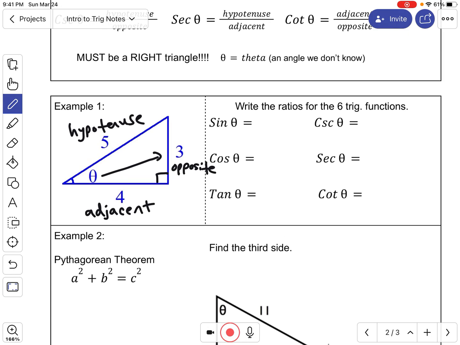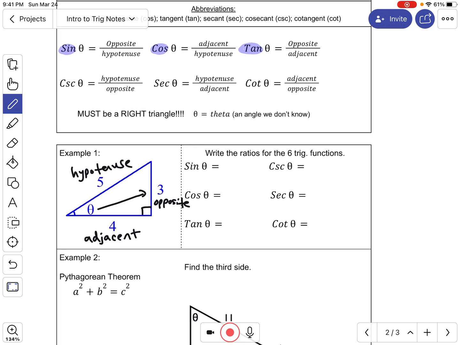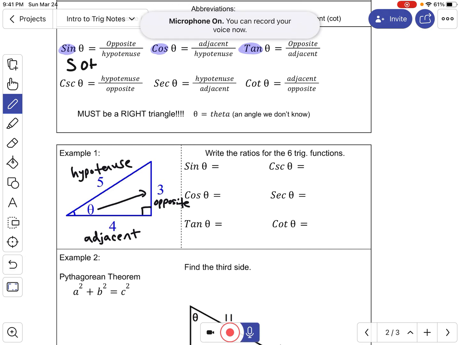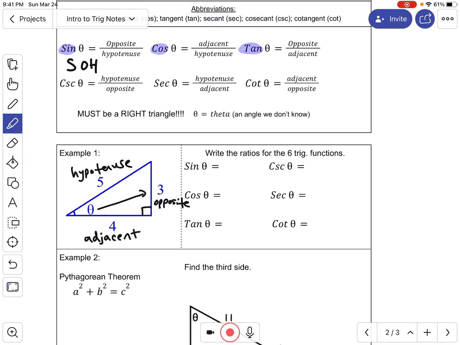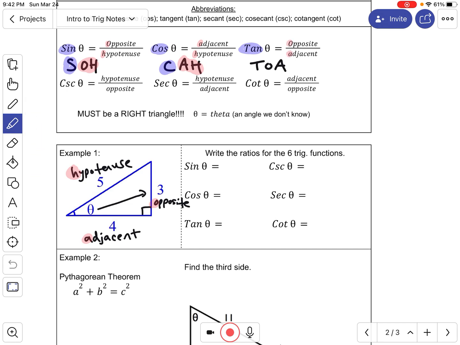When you have these three trig functions, you'll be using this acronym called SOHCAHTOA. I'll write it right here. You have S for sine, and O and H are the sides that deal with sine. And then you have cosine, which uses A and H, which is the adjacent and hypotenuse. And notice those are the letters we're using here: adjacent, hypotenuse, and opposite. And then for TOA, that's tangent, and that's the opposite over adjacent.